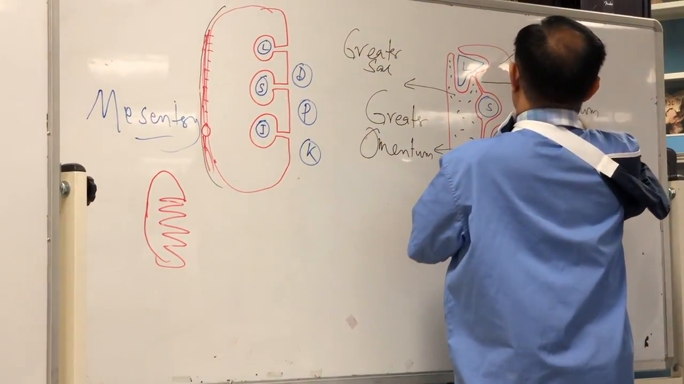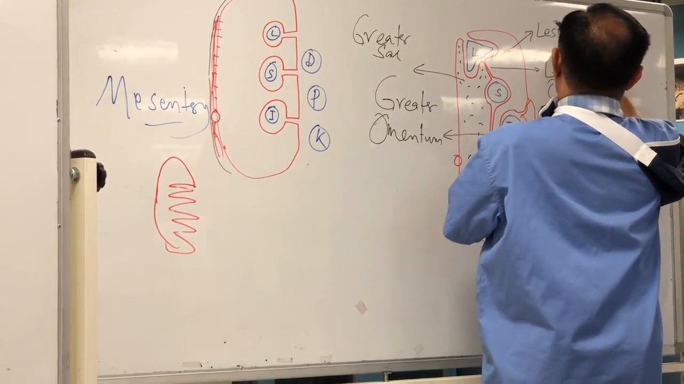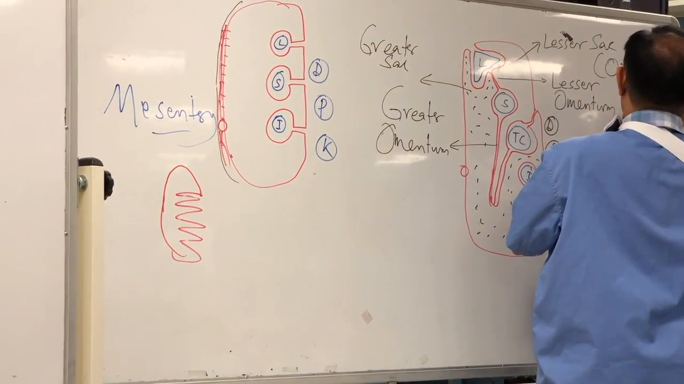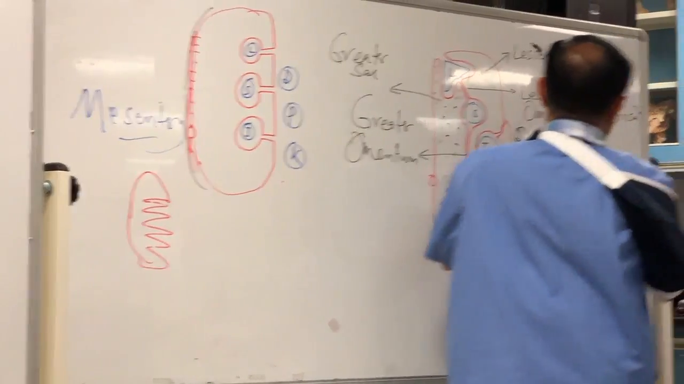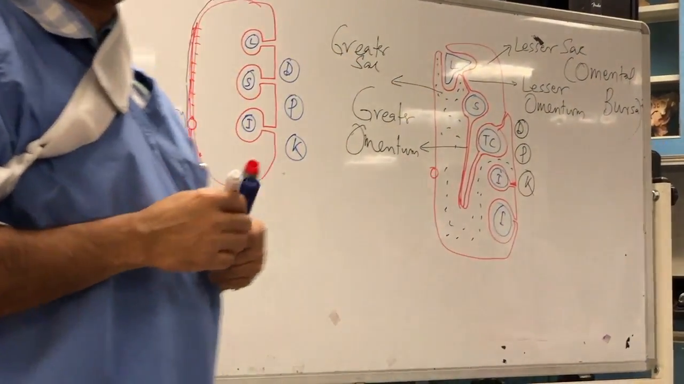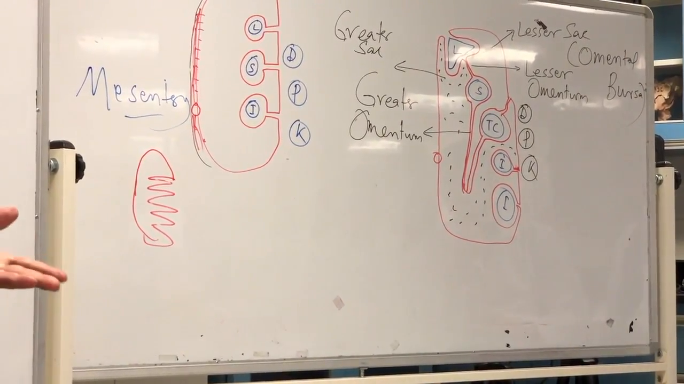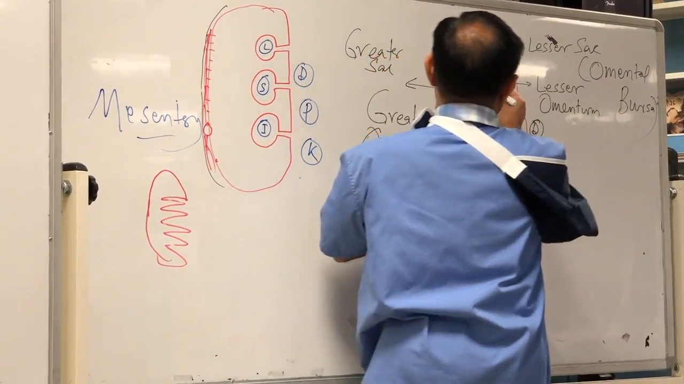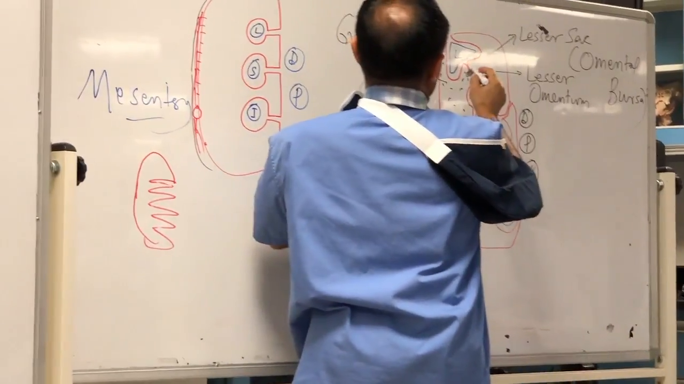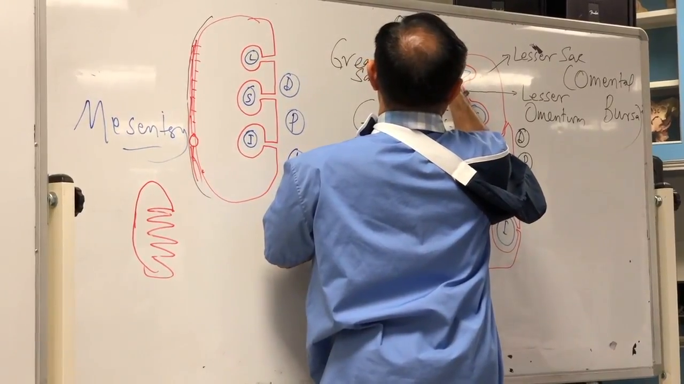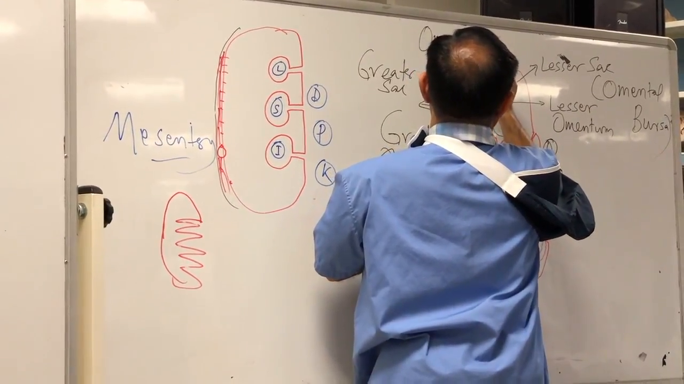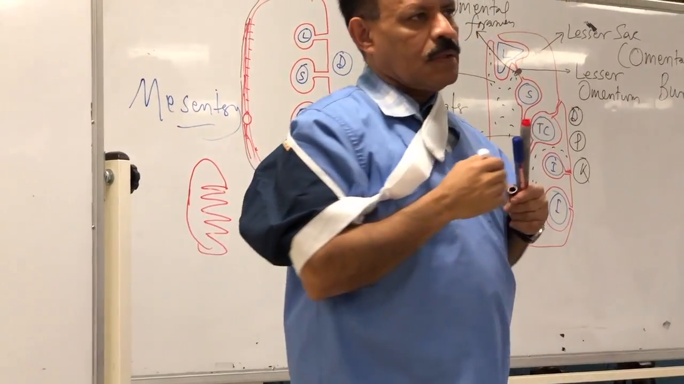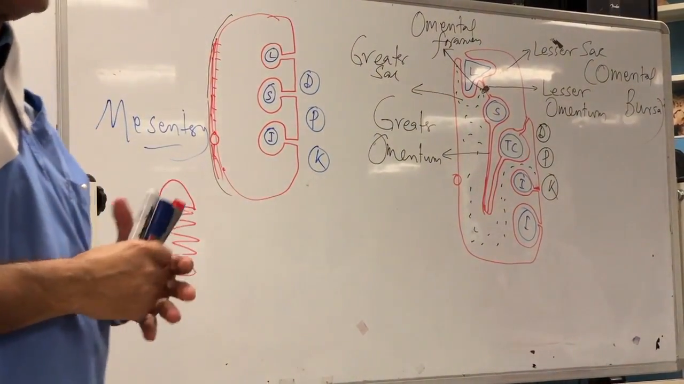This space is called the lesser sac, or often it is called the omental bursa. So the omental bursa, or the lesser sac, is a space behind the stomach, and this lesser sac is connected to the greater sac through this space, only this space. It is connected through an omental foramen. The omental foramen is present on the lesser omentum, and it connects the lesser sac and the greater sac.